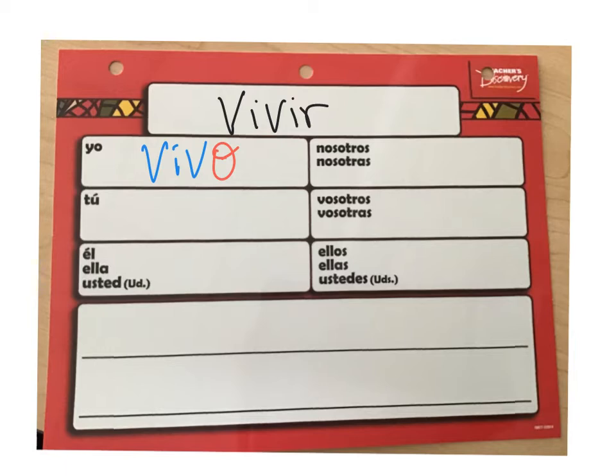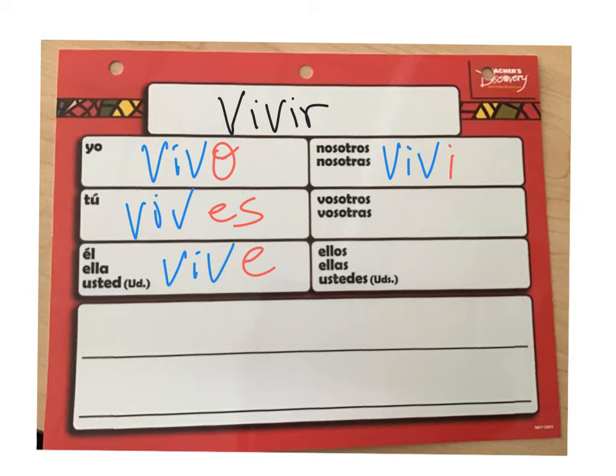is o. From then we have tú, which is tú vives. Then we have él, ella, usted vive. Then we have nosotros vivimos, because imos is the ending for nosotros.